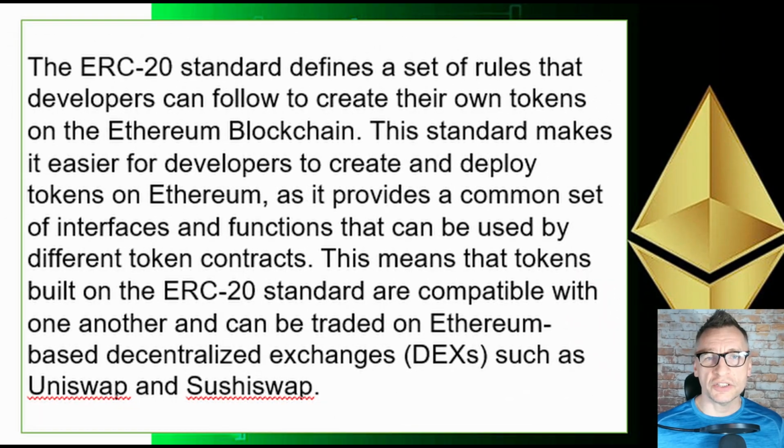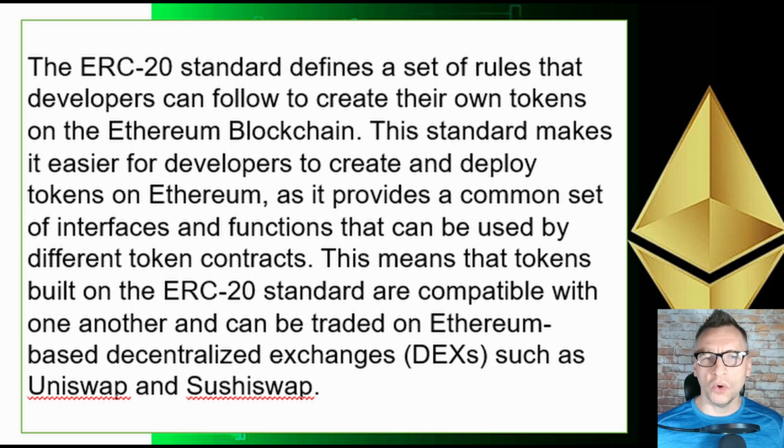The ERC-20 standard defines a set of rules that developers can follow to create their own tokens on the Ethereum blockchain. This standard makes it easier for developers to create and deploy tokens on Ethereum, as it provides a common set of interfaces and functions that can be used by different token contracts. This means that tokens built on the ERC-20 standard are compatible with one another and can be traded on Ethereum-based decentralized exchanges, DEXs, such as Uniswap and SushiSwap.